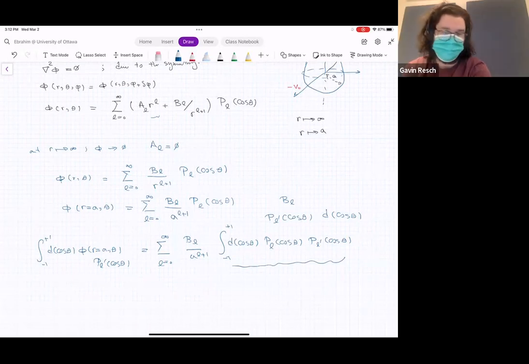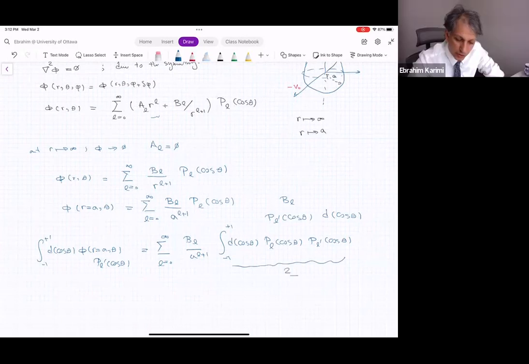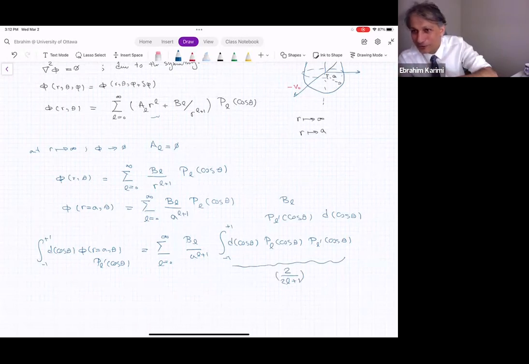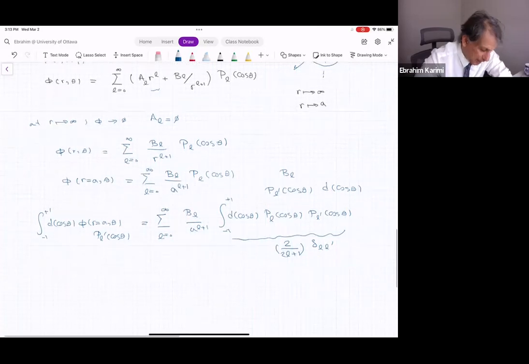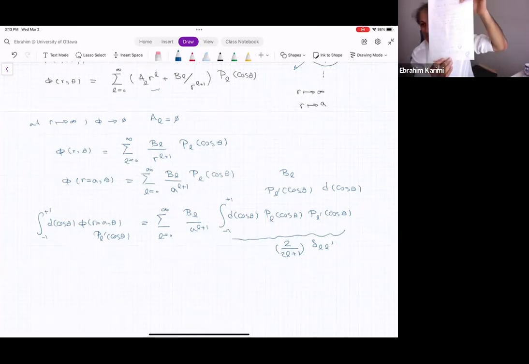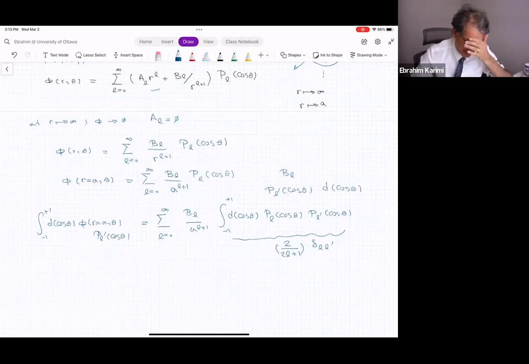Is it a delta function, or Kronecker delta? Yeah, it was 2 divided by 2L plus 1, if I recall well, times delta of L and L prime. I want to be honest with you, I will give you this expression because I don't remember it. I would have to derive it from the beginning. So I think that is exactly the expression. And just to tell you, I have a cheat sheet, so either I have to derive that or I have to memorize it. Good.